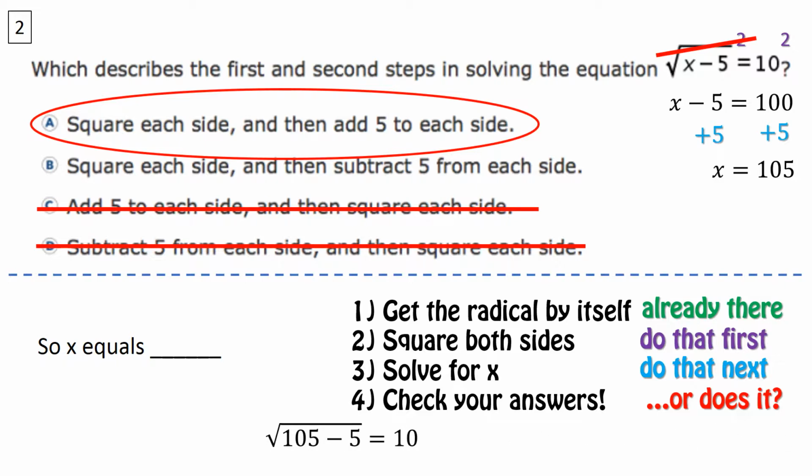So that doesn't take very long. 105 minus 5 inside a square root. See if that equals 10. Well, that's going to be the square root of 100. Yeah, the square root of 100 does equal 10. It checks out. So x does equal 105. Don't forget to check your answers, because sometimes we get those extraneous solutions with radical equations.